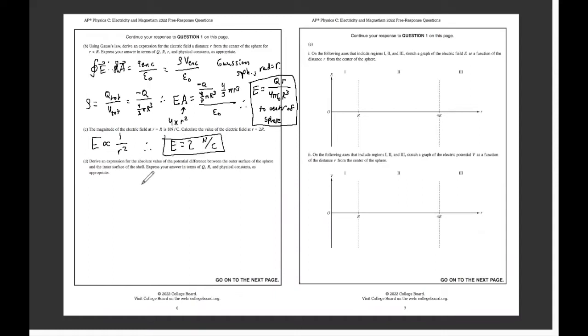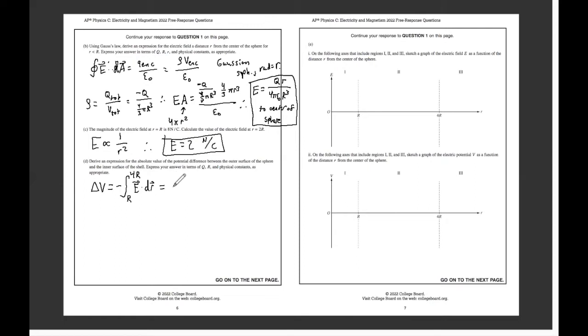All right, determine an expression for the absolute value of the potential difference between the outer surface of the sphere and the inner surface of the shell. So that's going to be when we are in that empty space again, and express in terms of Q, big R, and physical constants as appropriate. This is a potential difference between the outer surface of the sphere, which is at big R, and the inner surface of the shell, which is at 4R. And it's going to be E dotted with dr.